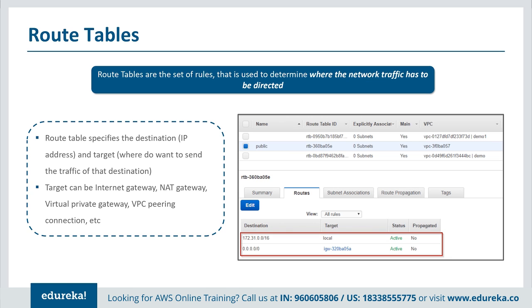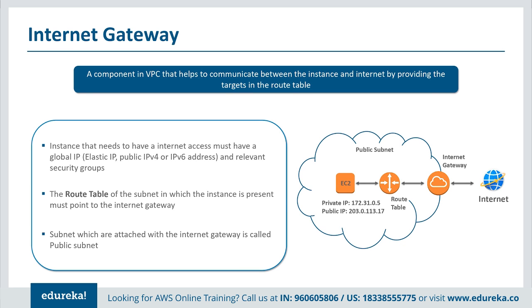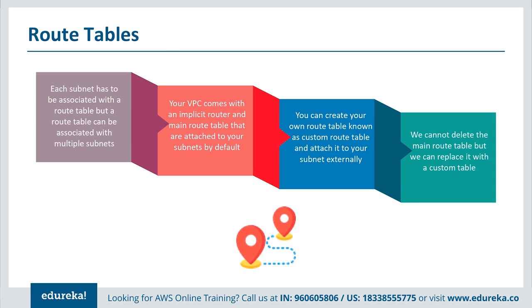Route tables, again, we have seen that for sending the targets to specific destinations, you set up rules. Route tables are a way to specify those rules. We have spoken about them, that each subnet has to be associated with a route table. Then your VPC comes with an implicit router. This is one layer of abstraction, and it is managed by AWS in the background. We can create our own route table, and we cannot delete the main table. But you can always create your new route tables and not use the main route table.